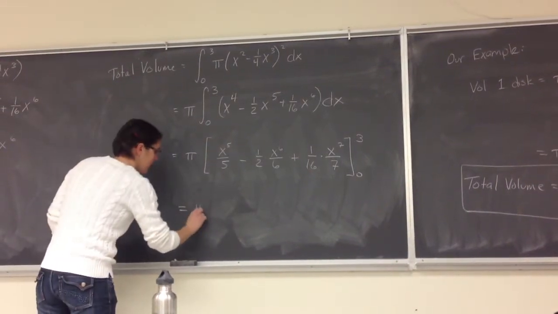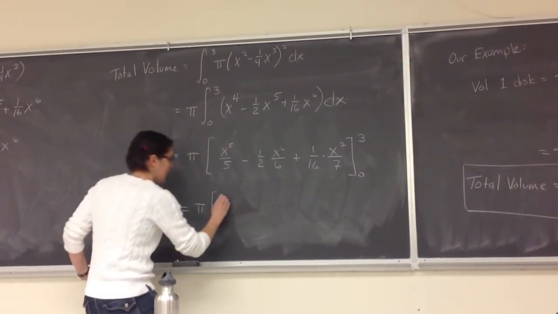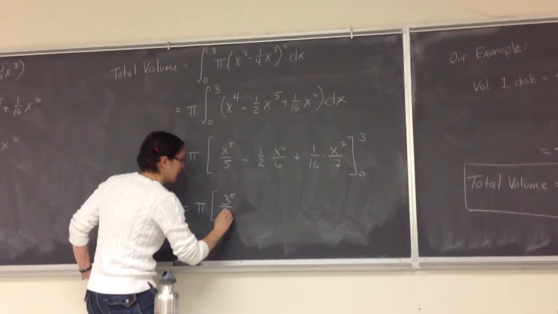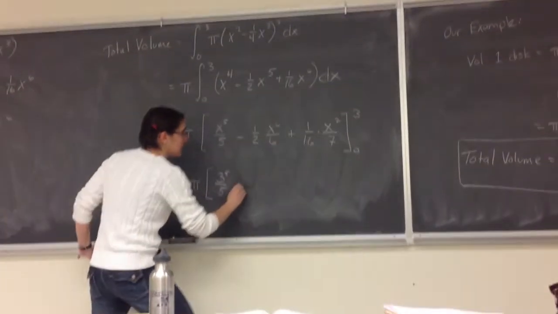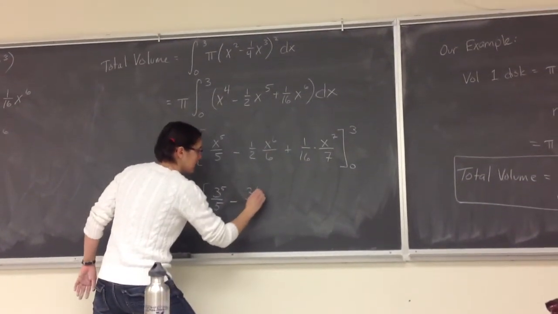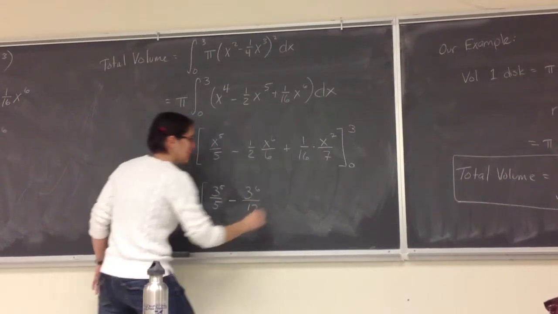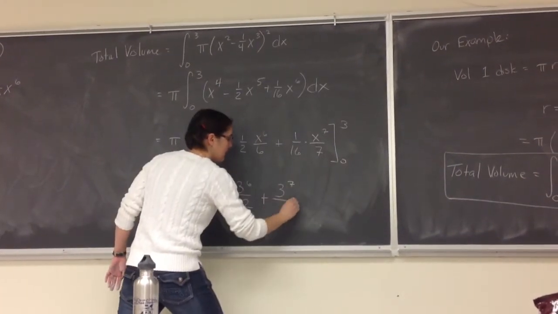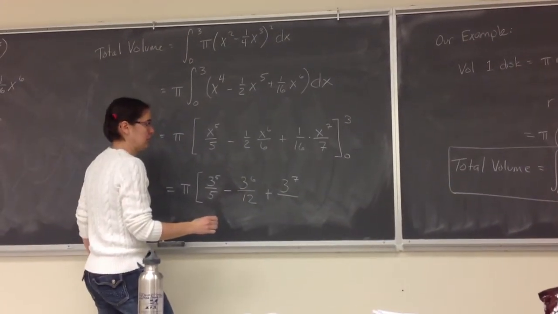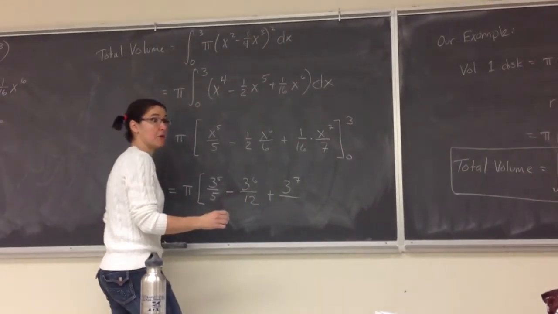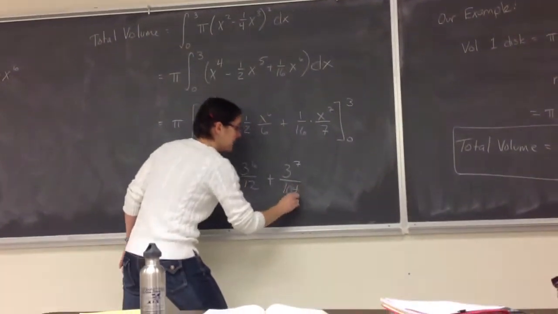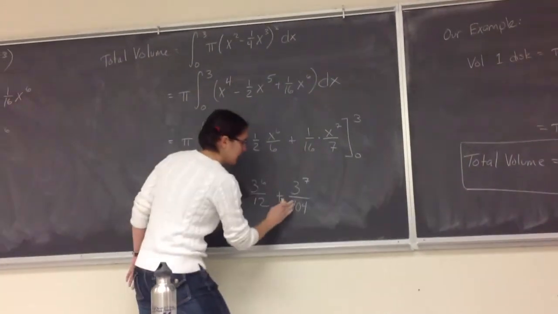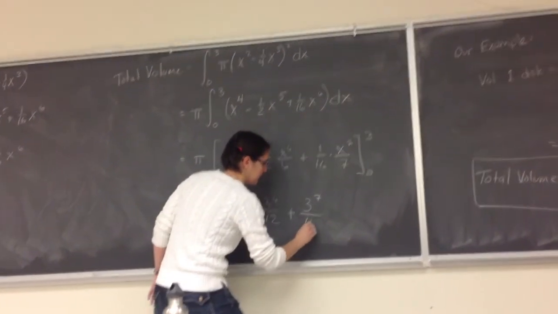Alright, so we've got our pi, we've got 3 to the 5th over 5, minus 3 to the 6th over 12, plus 3 to the 7th over 104? Okay, oh, all over 104. 112. How did I get 104 and 112?